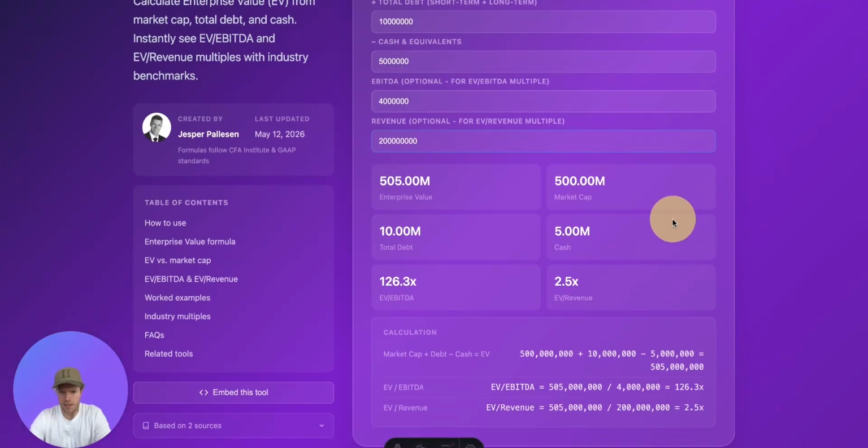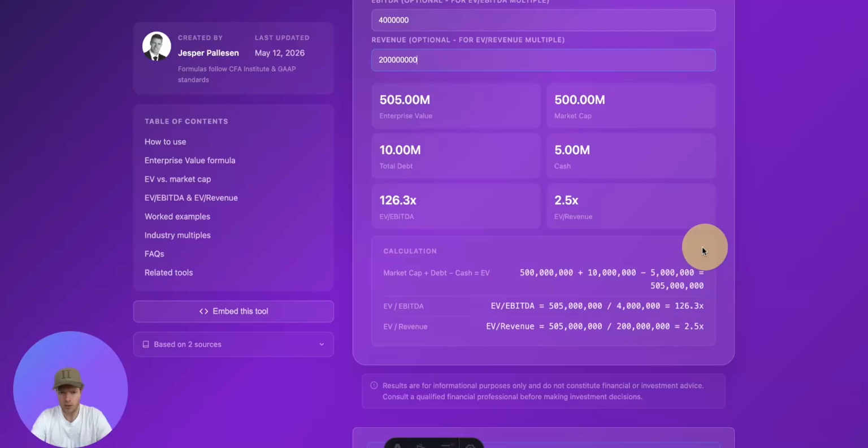So instantly, after you plug in the numbers, it gives you the enterprise value, the market cap, total debt, cash, and the enterprise value divided by the EBITDA, enterprise value divided by revenue. Down below those figures, you'll get the exact calculation for the numbers you plugged in. So you can double check the formula and understand how it's calculated.